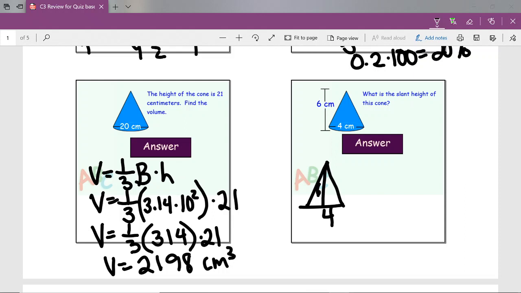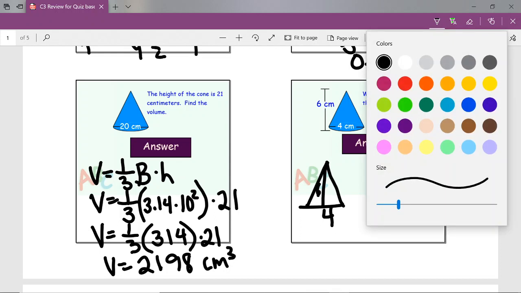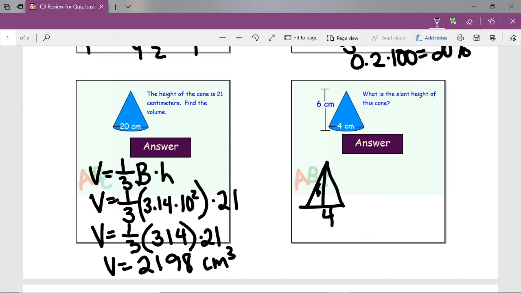Well, in order to do this, I can take just part of this. So I'll outline it. I'll make this a little smaller. This might help. I'll outline it in red here. Okay, here's my right triangle. And so when I draw this right triangle, I have a height of 6, a base of half of that diameter, so 2, and I can use the Pythagorean theorem now to solve this. So 2 squared plus 6 squared equals c squared, my slant height.